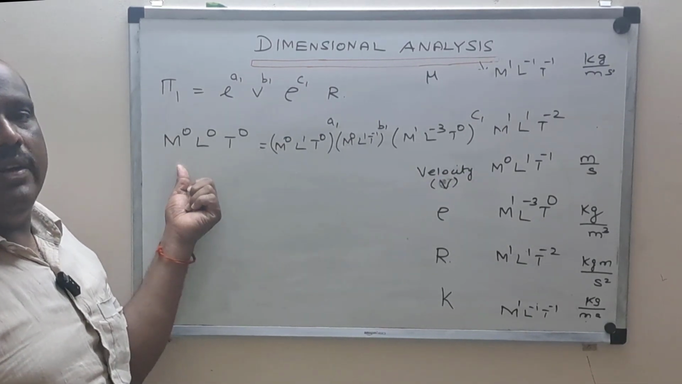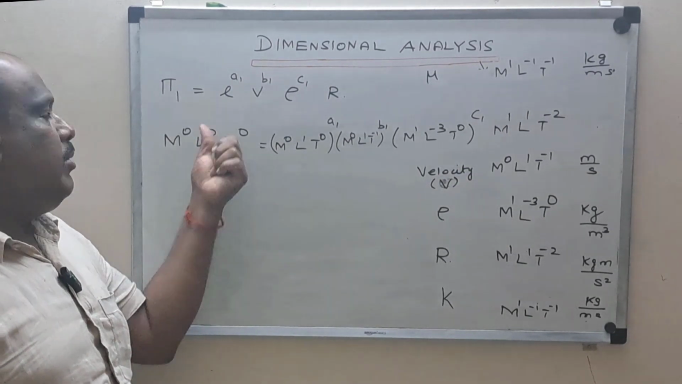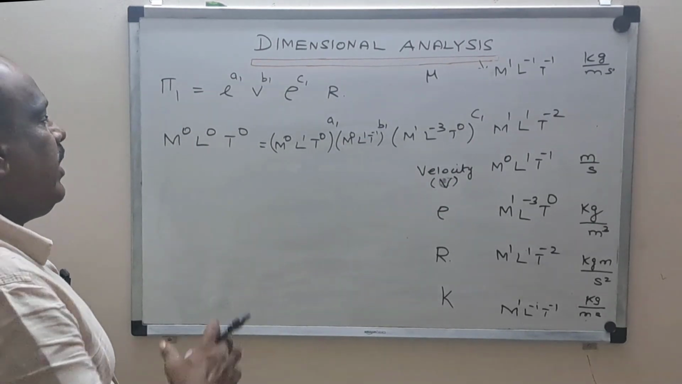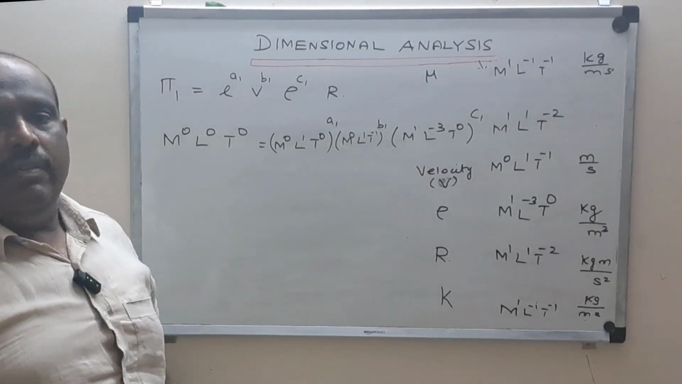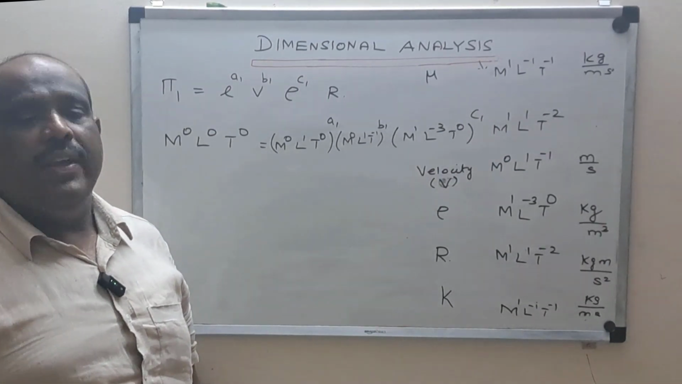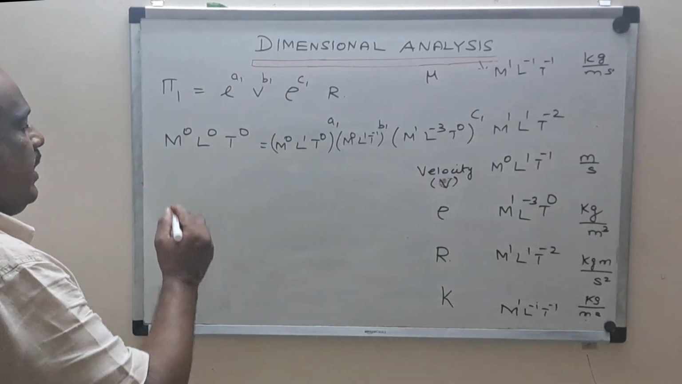So you simply write M power 0 because that is 1, L power 0 is also 1, T power 0 is also 1. Now we are going to compare the coefficients. We are going to compare the power coefficients and try to get the values of A1, B1, C1.